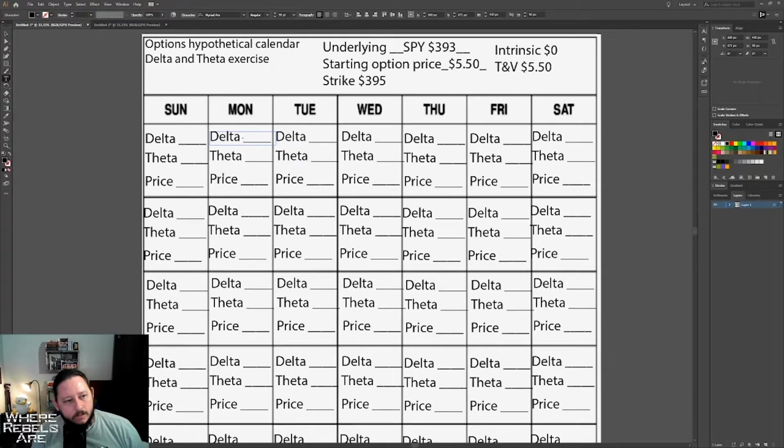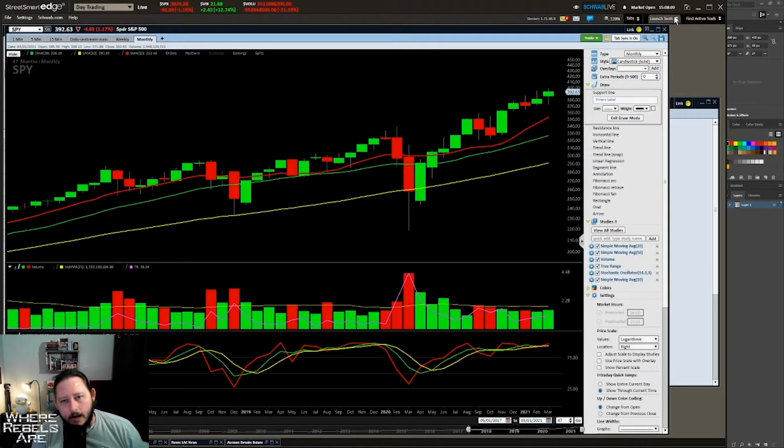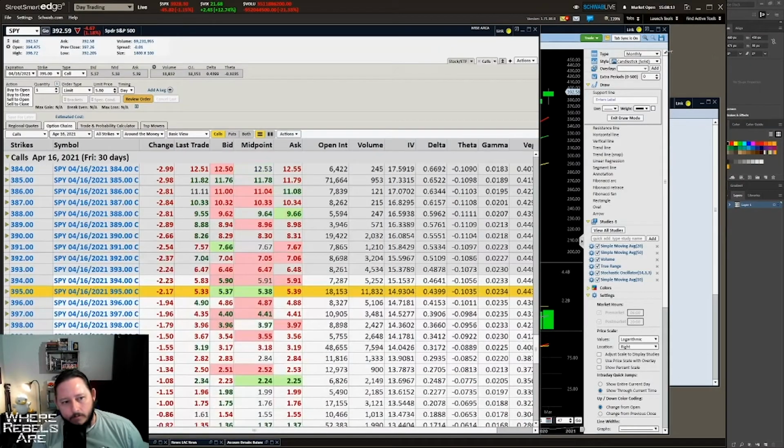If the S&P goes up or down $1, then the change in the actual options contract price is going to be 44 cents. It's a moving target during live markets. So 44 cents is what I'm going to call it, based on just kind of this action I'm seeing here.